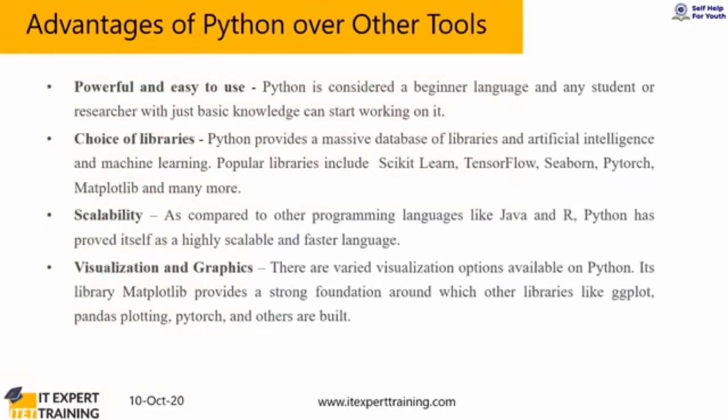Okay, what are the features of Python that make it more advantageous over the other tools? It is very powerful as well as very easy to use. It's considered a beginner language, and any student or researcher with just basic knowledge will be able to start using it. They will easily start working on it without much difficulty. Okay, so the choice of libraries. It has got a rich set of libraries for visualizations and also for machine learning. For building machine learning models, it has got a rich set of libraries. Okay, all the machine learning algorithms are already implemented.